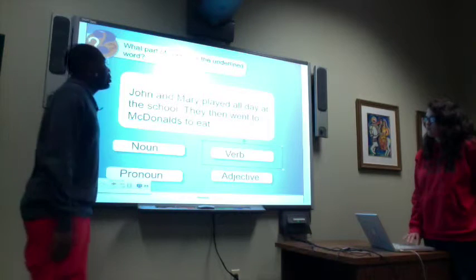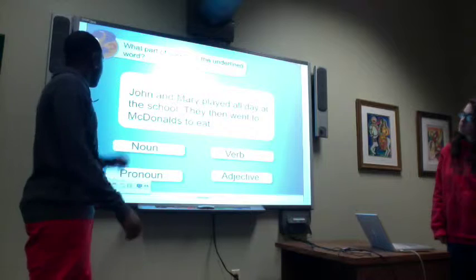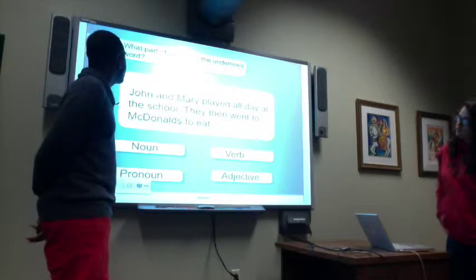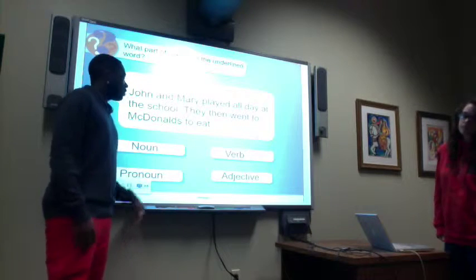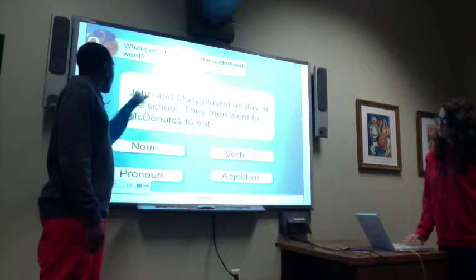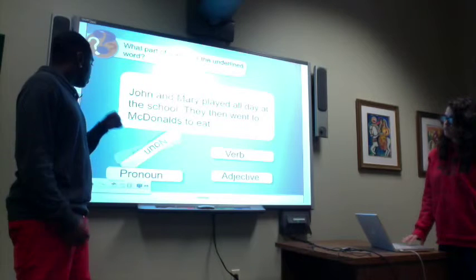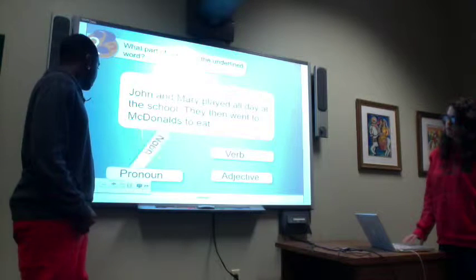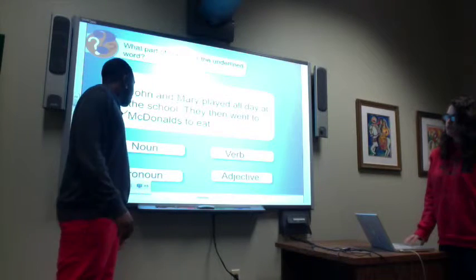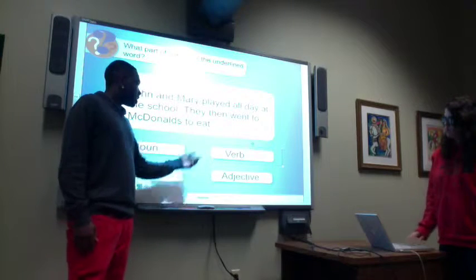Here for the second example, it says, what part of speech is the underlined word? And here we have, John and Mary played all day at the school. They then went to McDonald's to eat. We would have the students come up here and press which part of speech is underlined. John and Mary here would be nouns. If it's the correct answer, it would simply spin. And when they choose the wrong answer, if it's verb, it does nothing, it just stays the same.